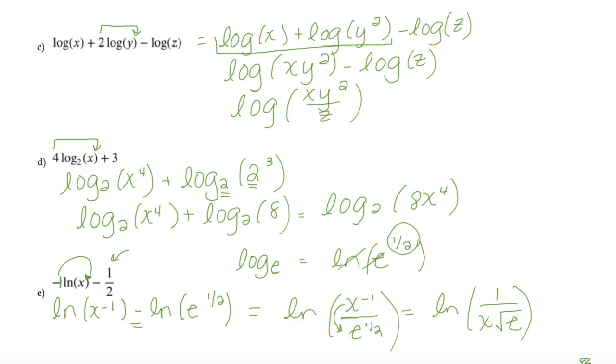Everything is in its simplified form because we have one natural log and we combined them together. Typically, you will want to change your fractional exponents into radicals to keep things clean.